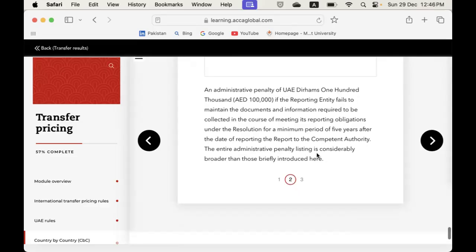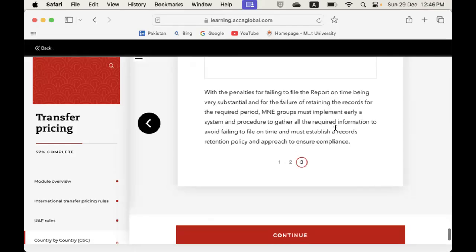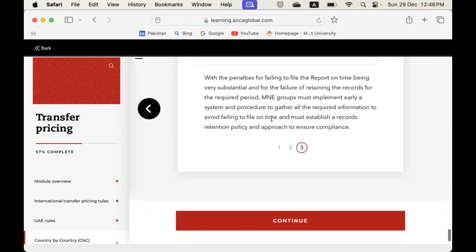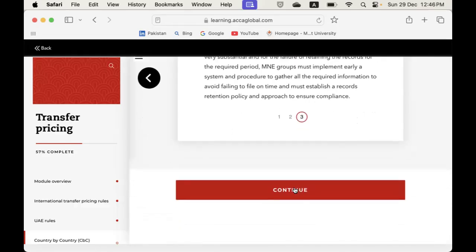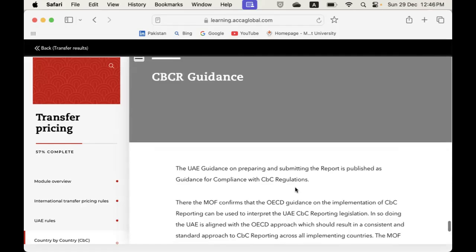The entire administrative penalty listing is considerably broader than those briefly described here. More penalties are there, with the penalties for failing to file the report on time being very substantial, and for failing to retain the records for the required period. M&E groups must implement early a system and procedure to gather all the required information to avoid failing to file on time, and must establish a record retention policy and approach to ensure compliance. Naturally, the failure to file CBCR penalty was as big as 1 million, so huge.